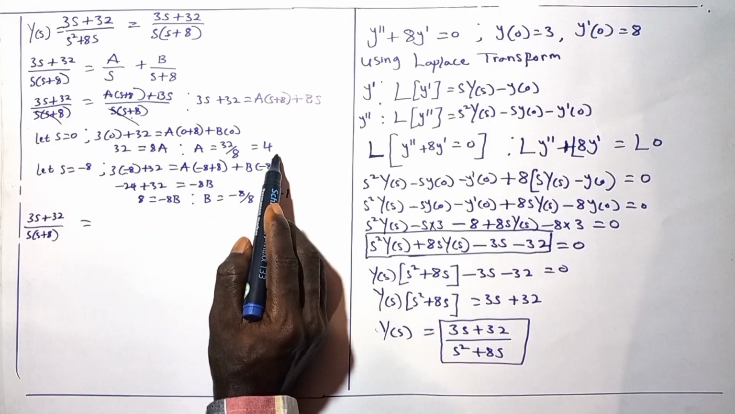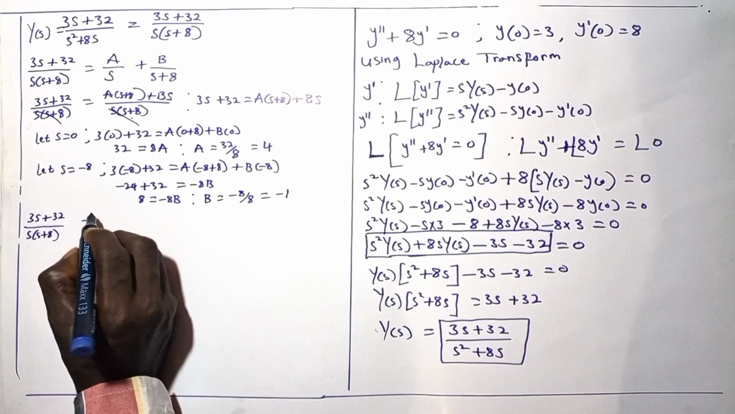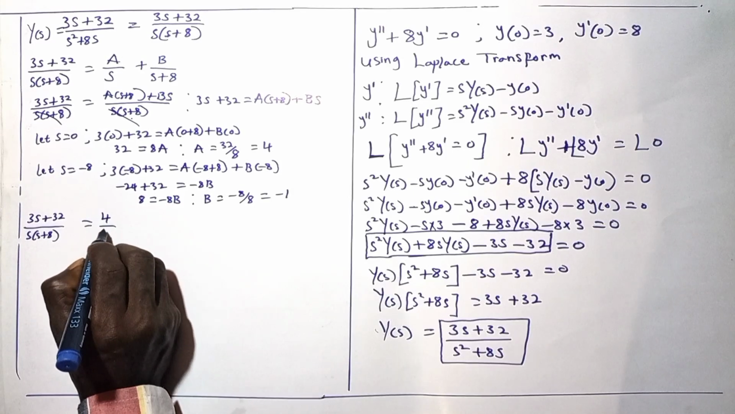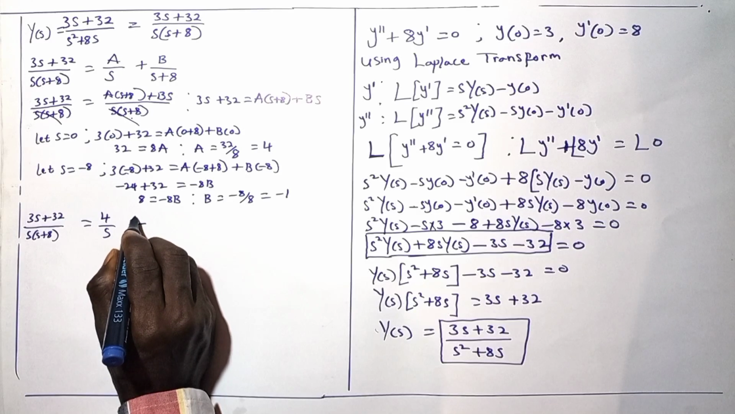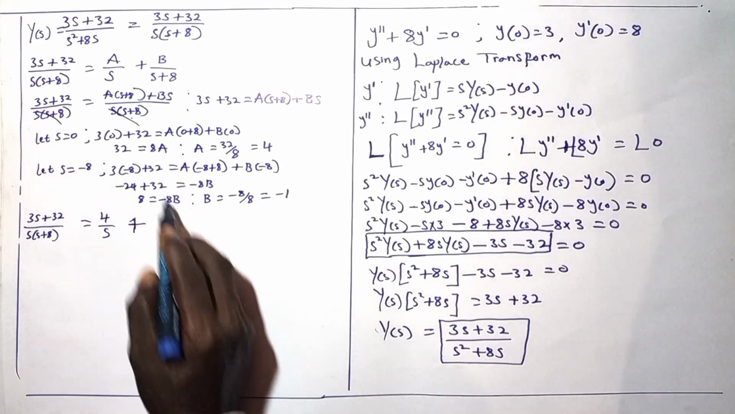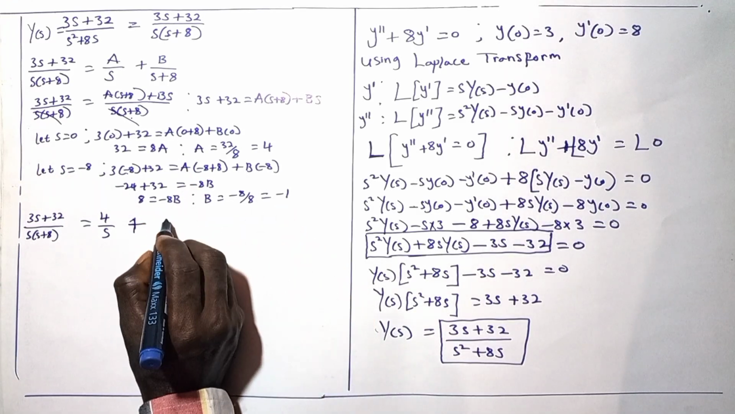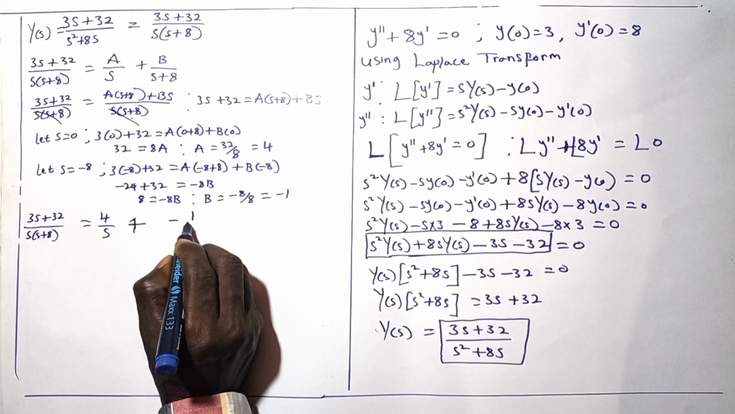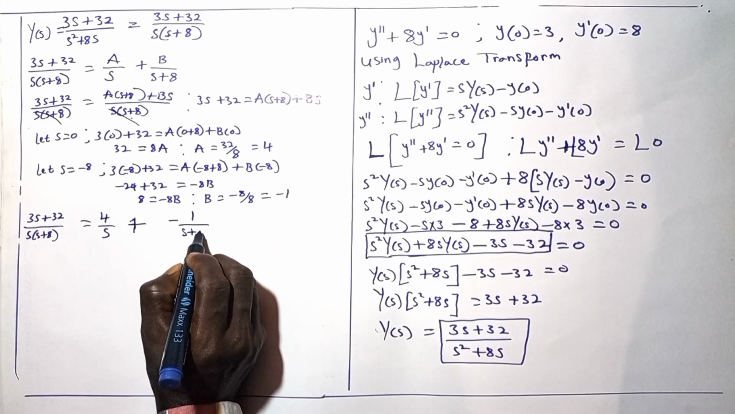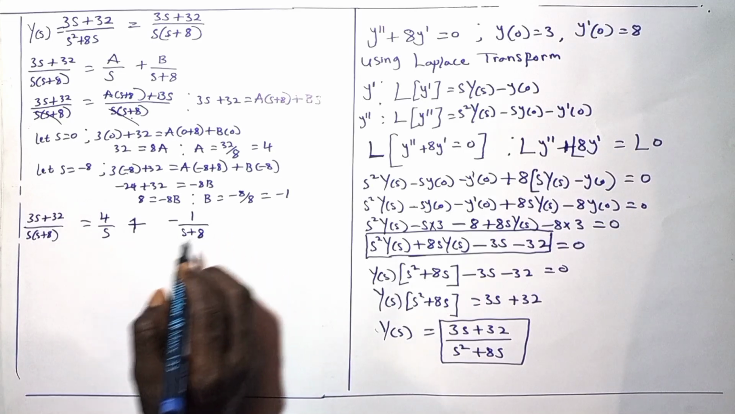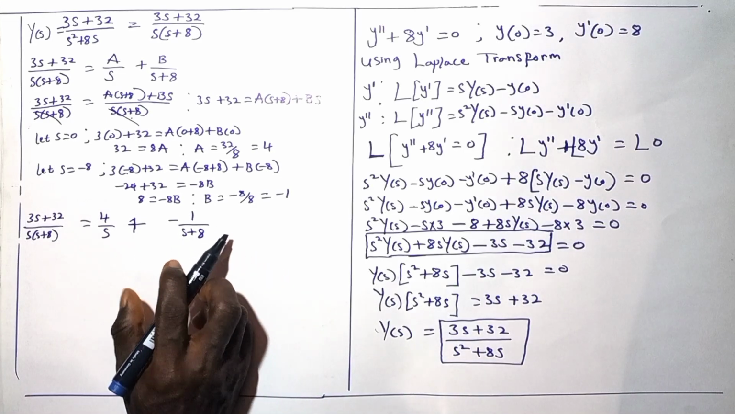Then what is our a? Our a now is 4. It should be 4 over s. Then we don't forget our plus. Then what is our b? Our b is minus 1. Minus 1 over what? s plus 8. So now we have gotten this partial fraction.